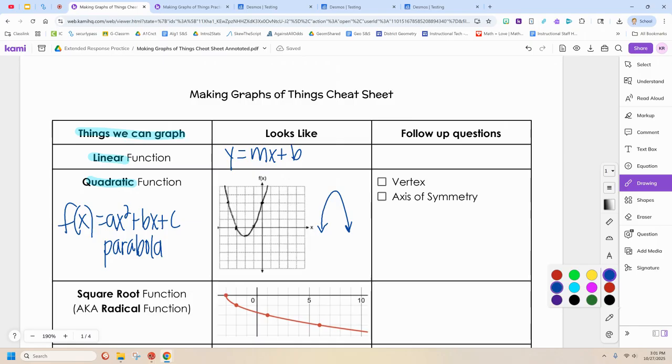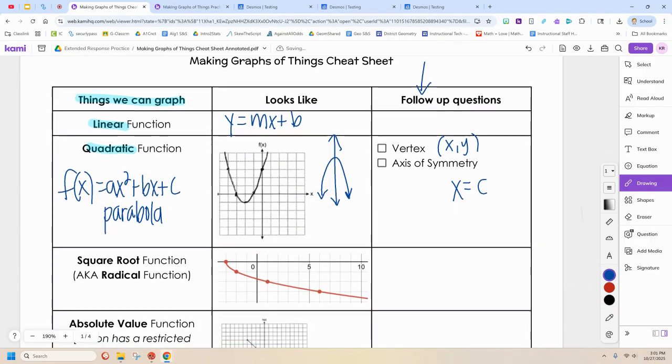And then some questions they might ask afterwards, so follow-up questions. They might ask for the vertex, which is that turning point. It's a coordinate pair, or the axis of symmetry, and we'll go through that in detail. It's a vertical line, and it's x equals some constant.